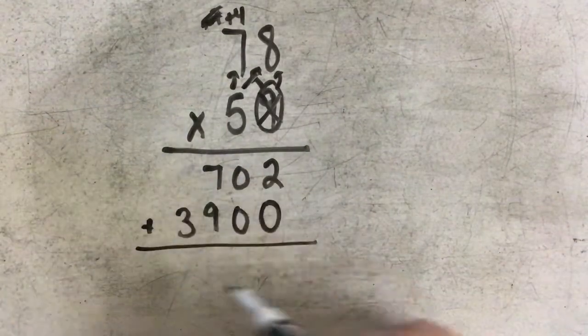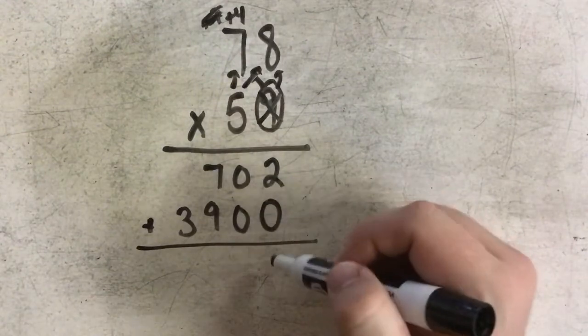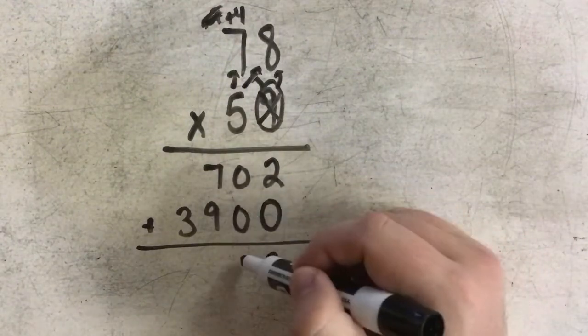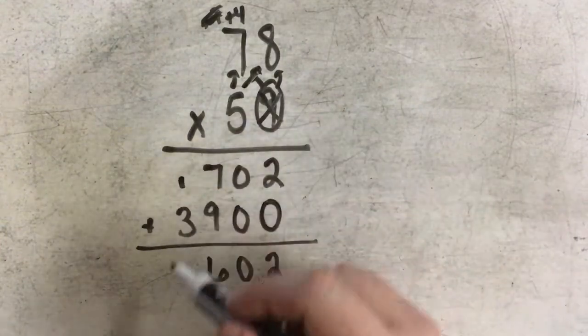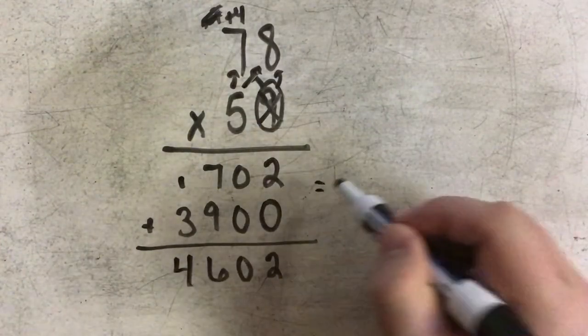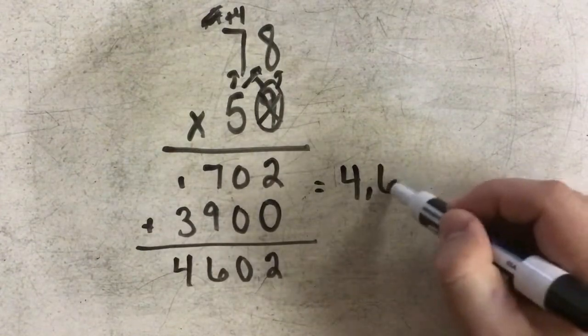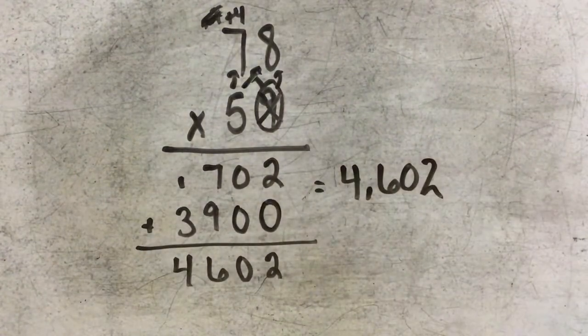And then I need to add these two products together. 2 plus 0 is 2, 0 plus 0 is 0, 7 plus 9 is 16, and 1 plus 3 is 4. So I would have an answer of 4,602.